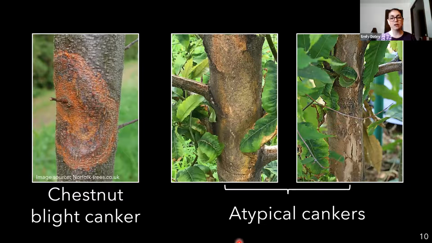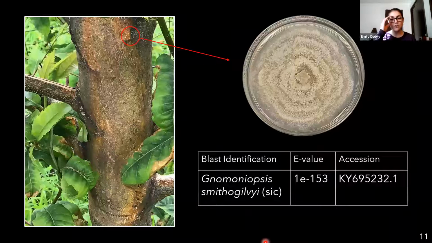What we were seeing on our trees was a little different. Some of them were girdled and sunken. Some of them had blown outwards. They were a different color. So we weren't entirely sure what we were looking at, but we assumed that we were probably looking at simply an atypical presentation of a chestnut blight infection. But we wanted to confirm our suspicions.